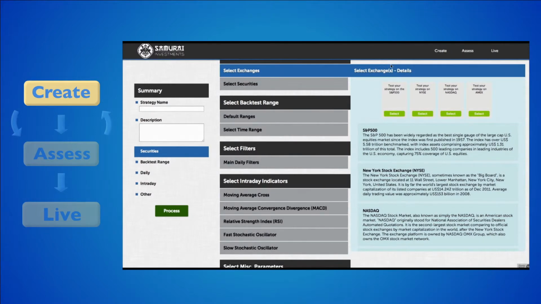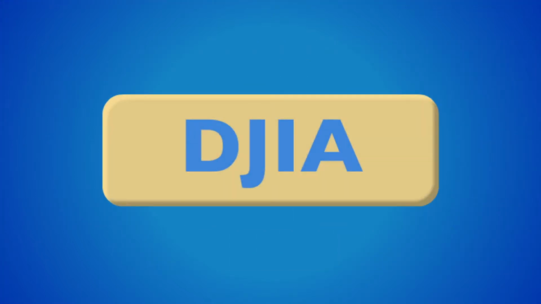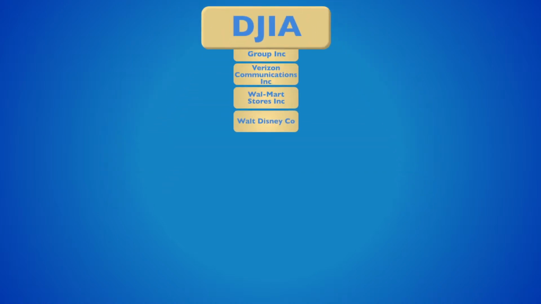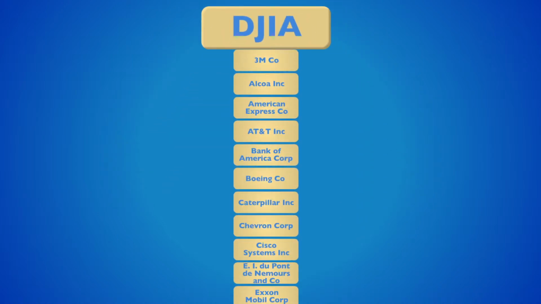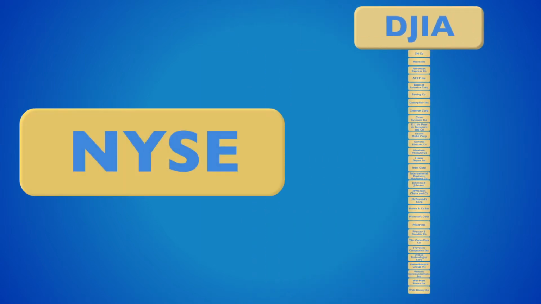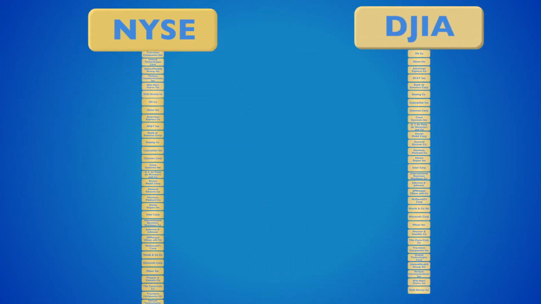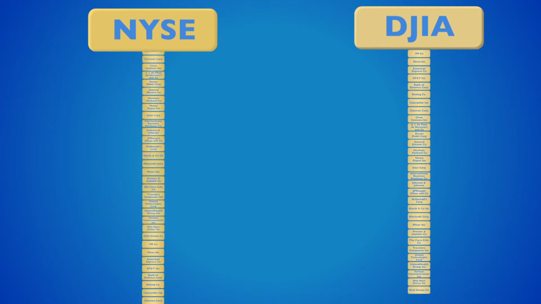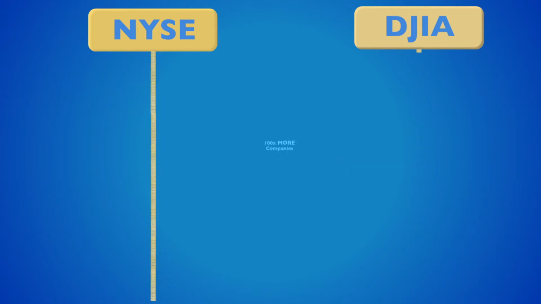Now that we have a layout down, let's build a strategy. First thing, let's select our exchanges or individual companies. Other services typically allow you to test strategies against individual companies or small groups of companies such as the Dow Jones Industrial Average. However, for Samurai, you can test strategies against entire exchanges such as the New York Stock Exchange, roughly 3,000 companies.